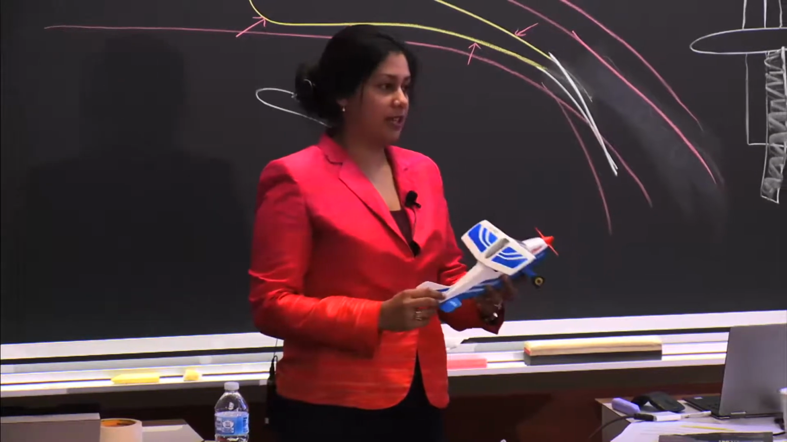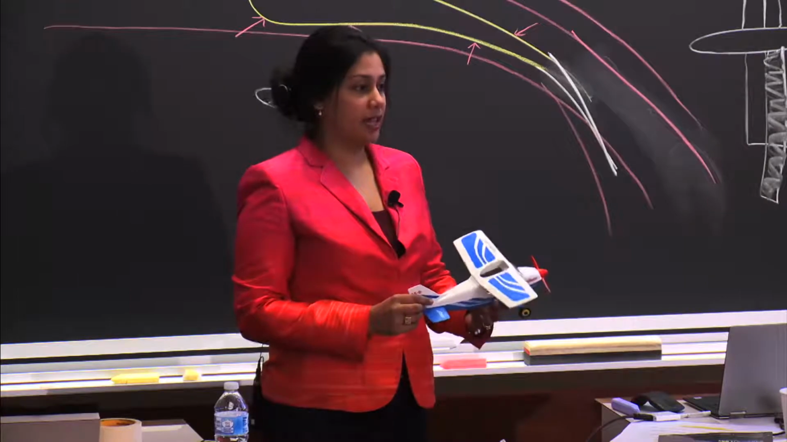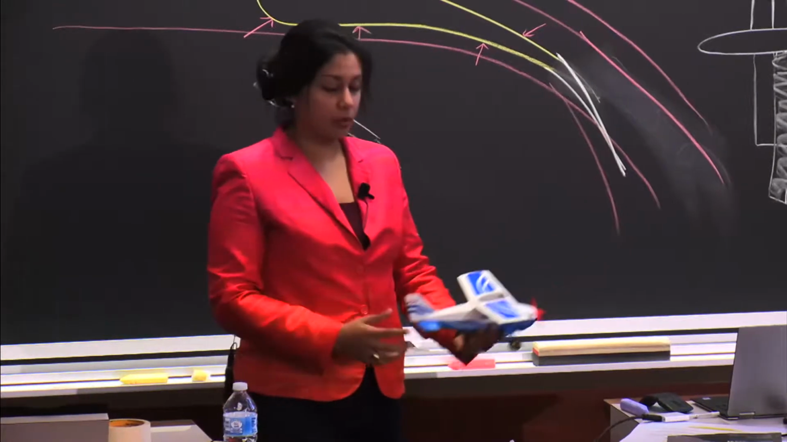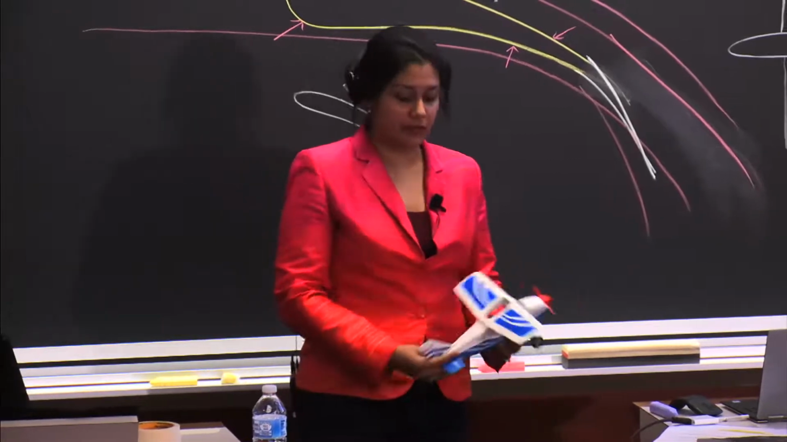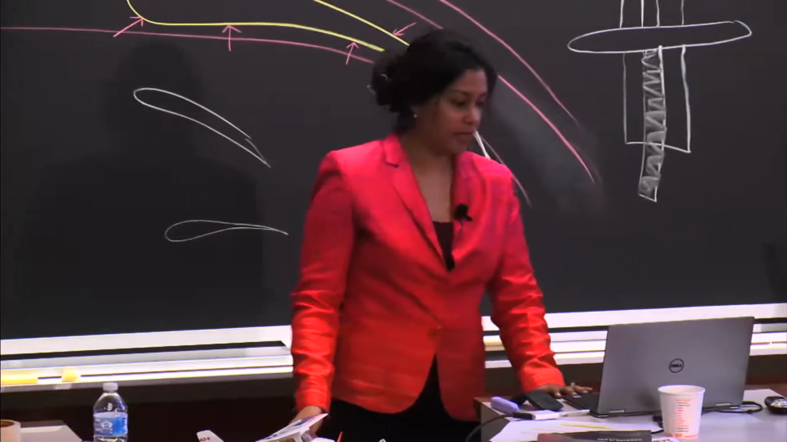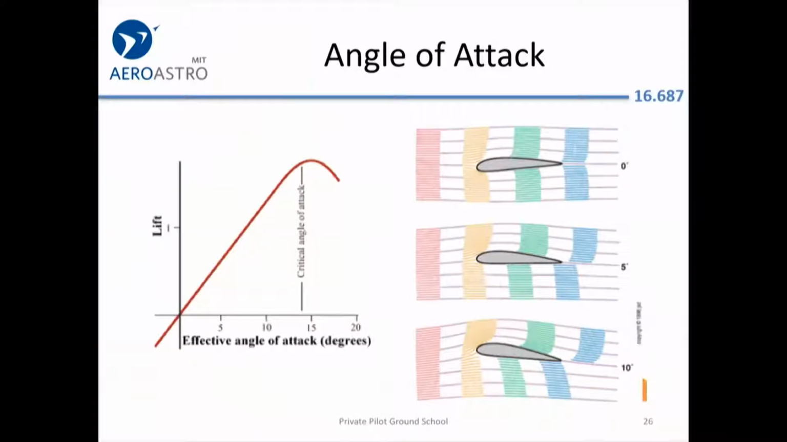But the other things that can affect the angle of attack, you can actually affect before you even take off. So it has to do with your aircraft weight, for example, and the center of gravity, as well as your airspeed when you're flying. So here are a couple diagrams that show you how the lift changes with the effective angle of attack. And then there is a critical angle of attack.